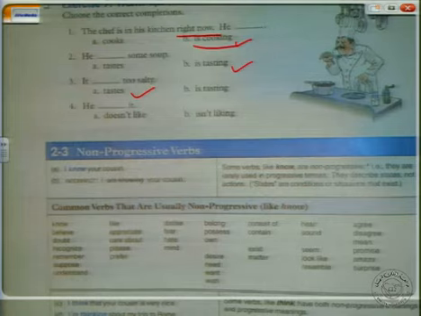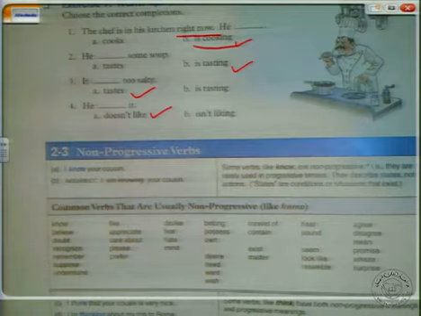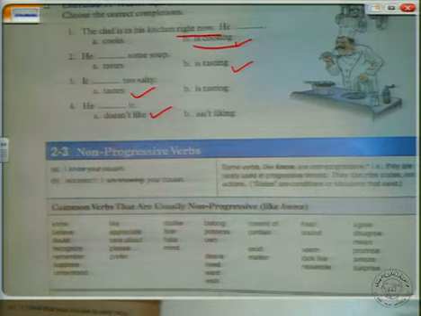He does not like it. He isn't liking it. The answer, I would say, he does not like it. Why? Because this is a fact. He does not like the soup. So let's check our answers and see.